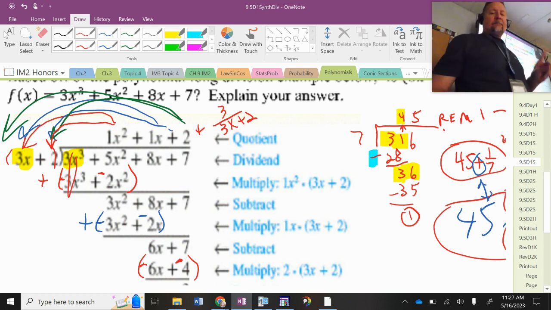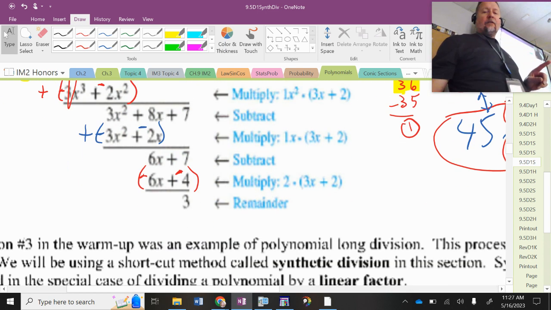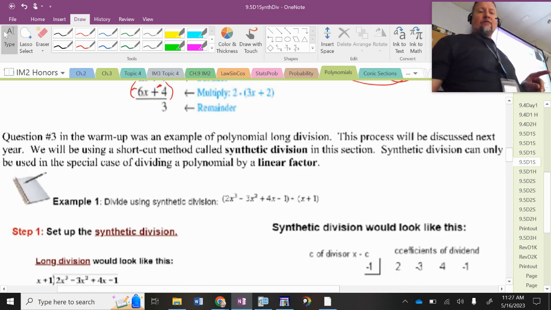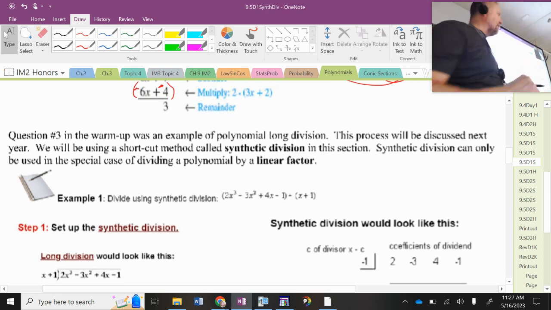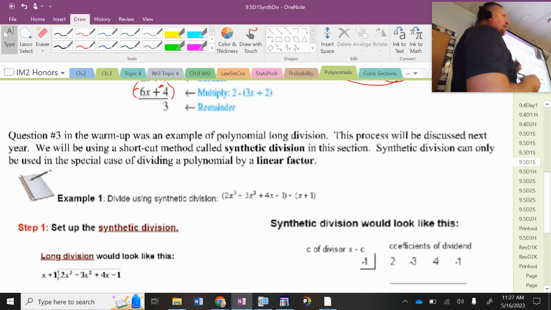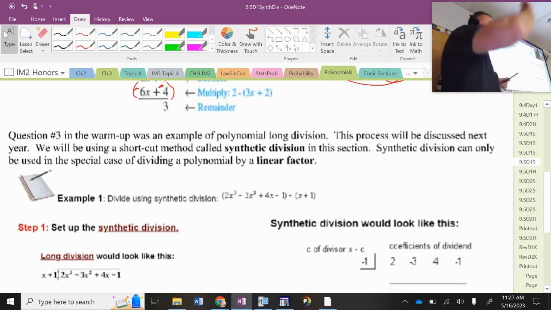Okay, so the next people I get, you're going to long divide again. But here's a good thing that Mr. Cernowski kind of typed in his notes for all of us. Question number 3 in the warm-up was an example of polynomial long division. You don't have to write this down. This process will be discussed next year.